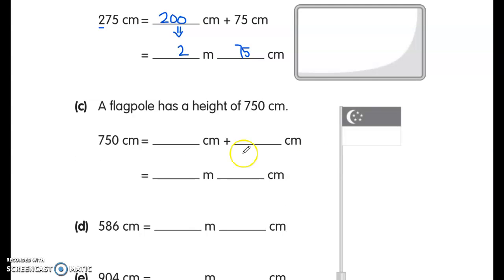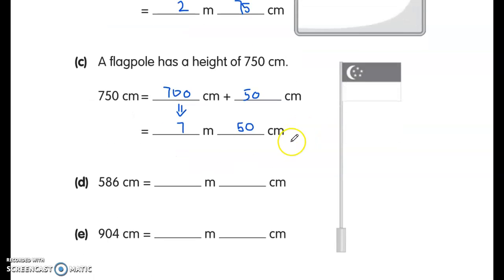Question C, a flagpole has a height of 750 cm. So first we break it down into the hundreds place and the tens and ones place. So the hundreds place is 700 cm plus 50 cm, right? So we know that 700 is equal to 7 meters and the cm stays the same. So it's 7 meters and 50 cm. Once you can see the pattern, we're going to apply it here.